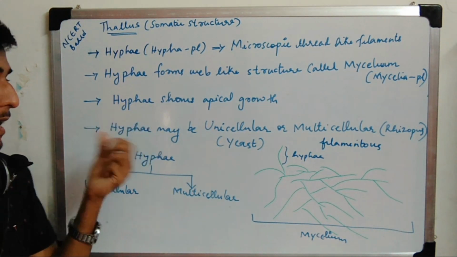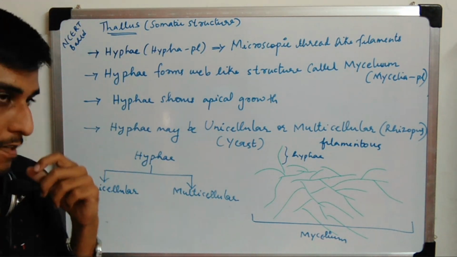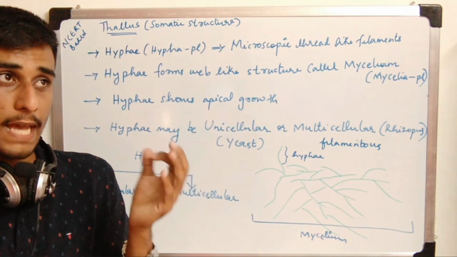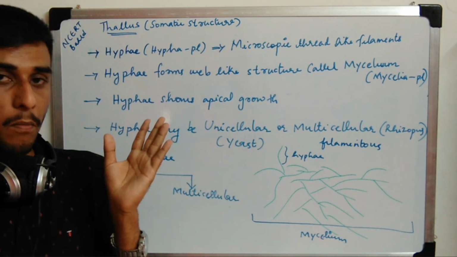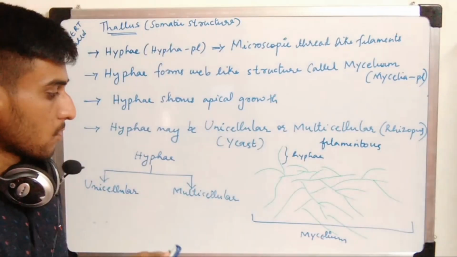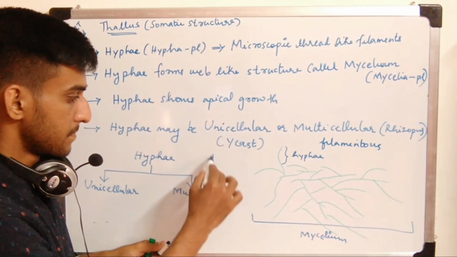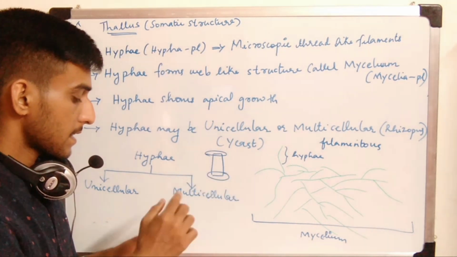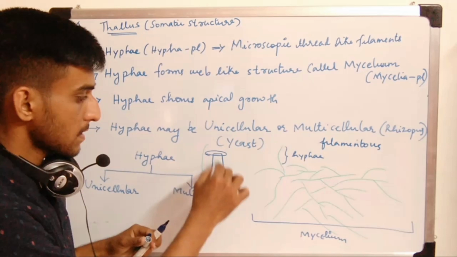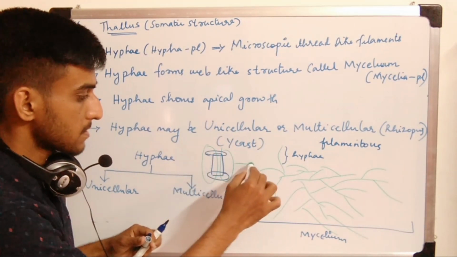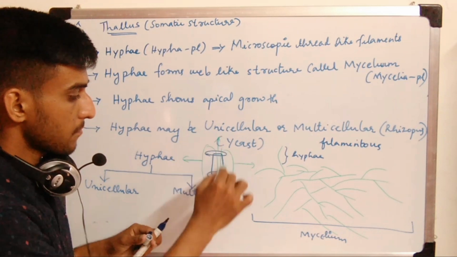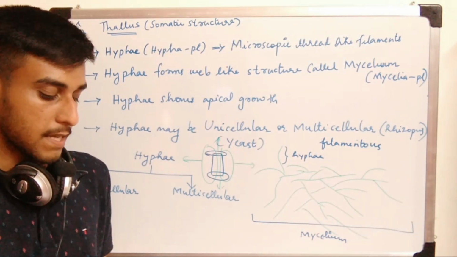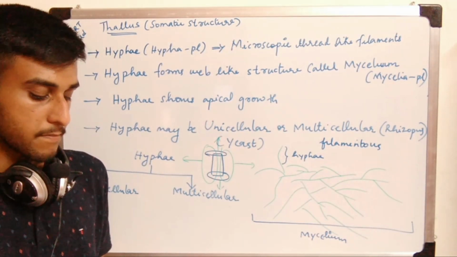Second is about the apical growth, which is seen in the hyphae. Hyphae show apical growth. Apical growth is the growth at the tip, or the apical region. Apical region means the tip end part. For example, if this is an organism, apical growth will be from these two sides. And if an organism has lateral growth, it will be from both these sides to here. Apical growth will be from here. So this is the general idea of apical growth and lateral growth. It is general for every organism.